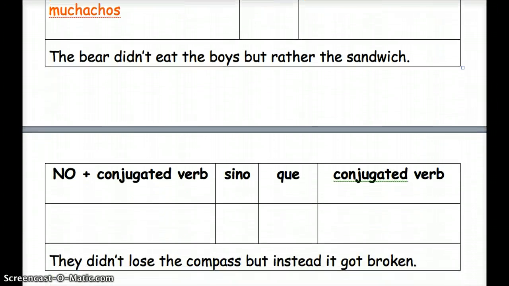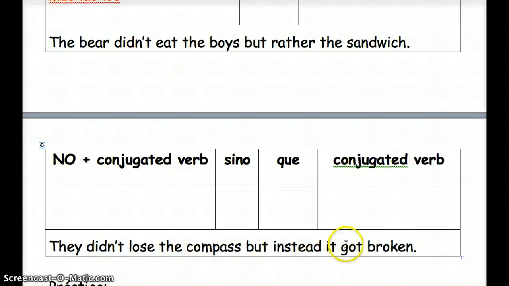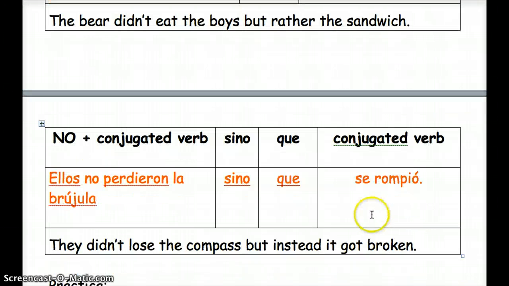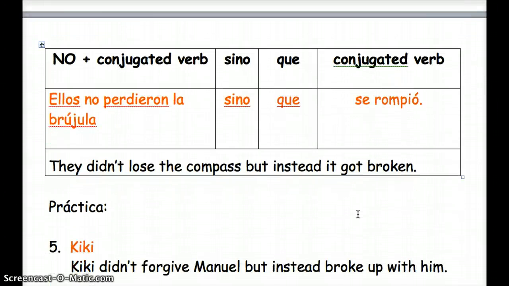However, if you're going to have a conjugated verb, they didn't lose the compass, but instead it got broken. There we have a conjugated verb. So, ellos no perdieron la brújula, sino que it got broken. Se rompió. It is the understood subject. Sino que se rompió. So there, chicos, the que allows you to have the conjugated verb, much like in the above examples.